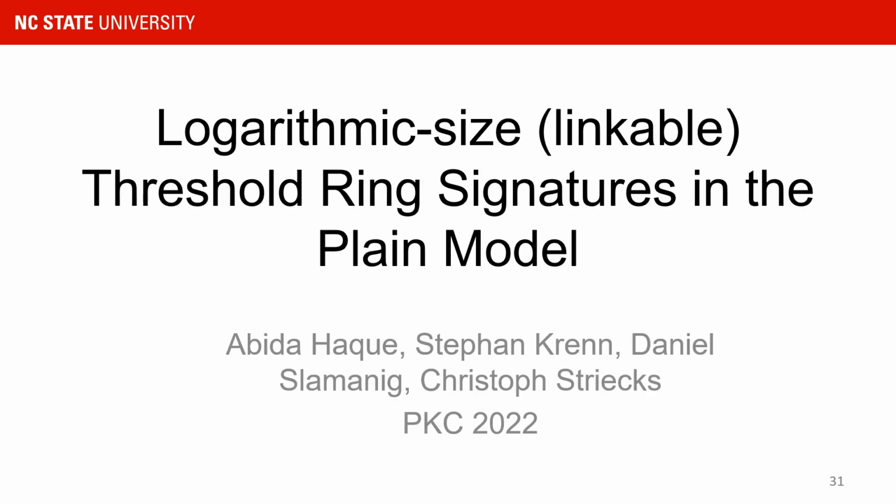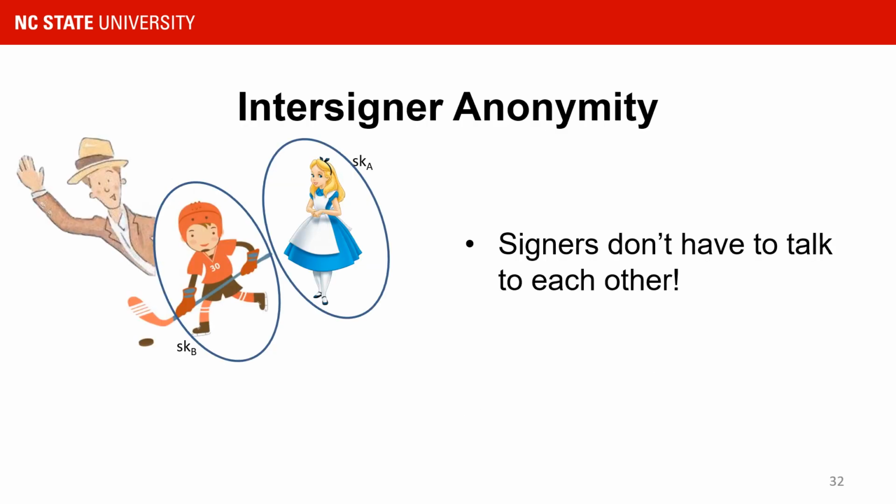My next work is logarithmic size linkable threshold ring signatures in the plain model. The way we achieve threshold here uses different techniques from the previous work because we wanted to have intersigner anonymity. The signers really shouldn't need to interact just to produce a threshold. So with intersigner anonymity, the signers don't have to talk to each other.